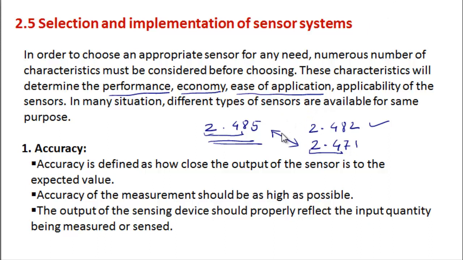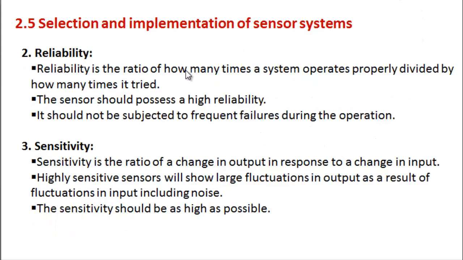But when you go for high accuracy, the cost of the sensor keeps on going up. So if you are satisfied with this much accuracy, you can go with the system. It's not a big issue. But if you go for higher accuracy, the price of the sensor will go up. The next selection criterion is reliability. That means how reliable the system is.